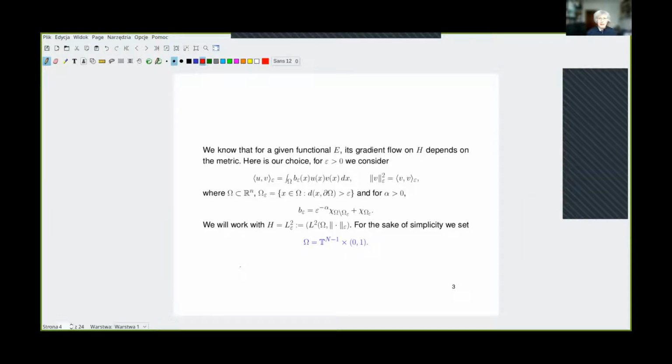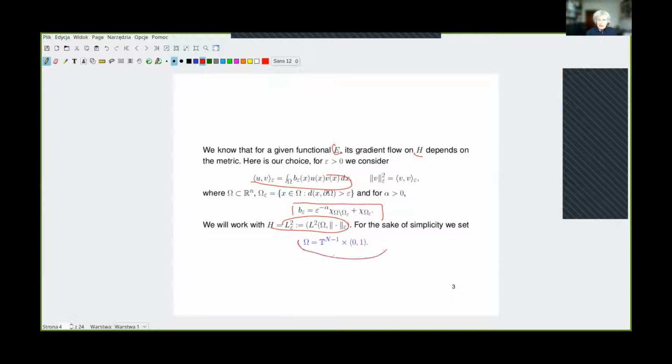Suppose we are given a functional E on a Hilbert space H. And what we will vary is the metric we will consider on this space. As a matter of fact, this is a weighted space, a weighted metric, and the definition is clear. And the point is that at the boundary we will see a weight whose width is epsilon, and the weight is a power of the reciprocal, and we will play with this power to see different things.